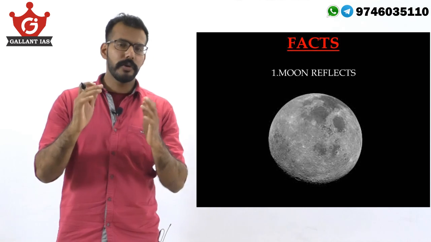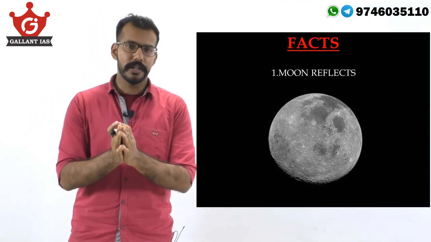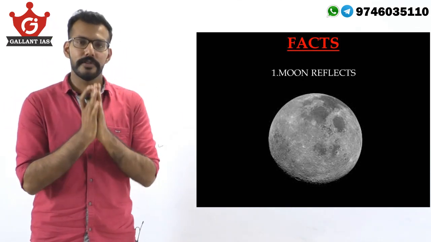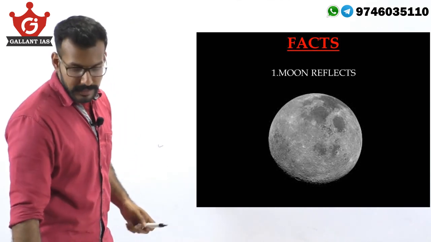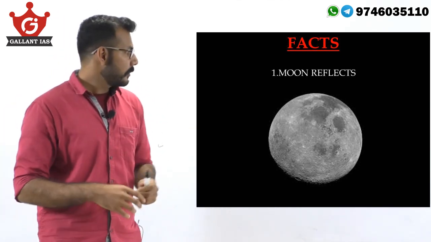Now, before we move on any further, you need to remember three important facts regarding this phenomenon. The first one is that the moon is an entirely reflective surface. It does not have an energy source of its own. So if you prevent the sunlight from falling on its surface, it appears to be completely dark.